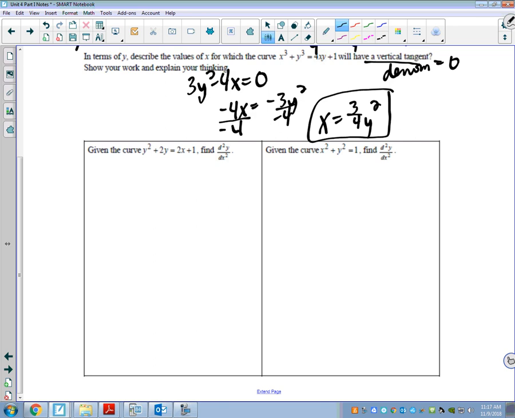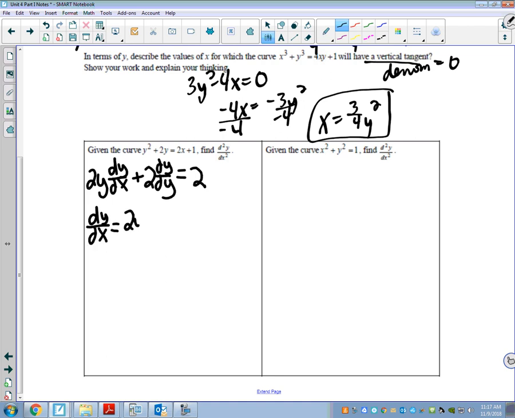So step one, I'm going to find the first derivative. So I'm going to do 2y dy/dx plus 2 dy/dx, because I'm taking the derivative of y also. And then this would be just 2 on this side, right? Because the derivative of 1 is 0. So write really small here, kids, because we got to do a lot.